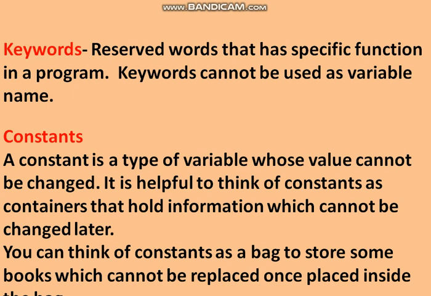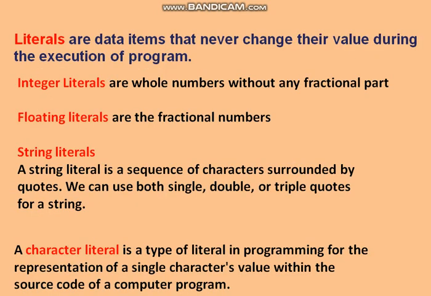Constant. A constant is a type of variable whose value cannot be changed. It is helpful to think of constants as containers that hold information which cannot be changed later. Literals are data items that never change their value during the execution of a program. These are commonly termed as constants. In Python, there are four types of literals.